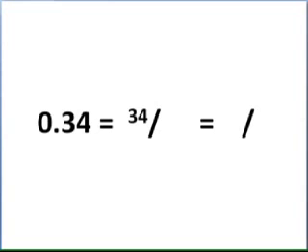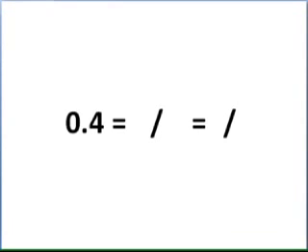Here we have 0.34. The numerator is 34, and there are 2 zeros in the denominator. That simplifies to 17 over 50. Here we have 0.4. 4 is the numerator, and 10 is the denominator. And that would simplify to 2/5.